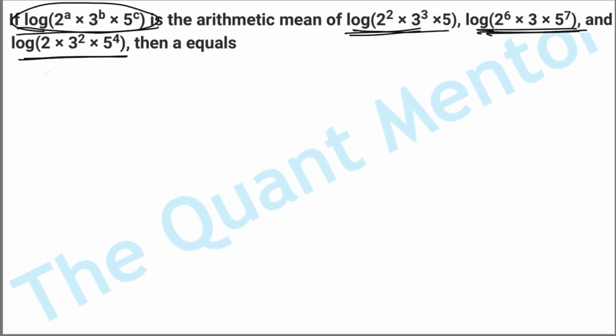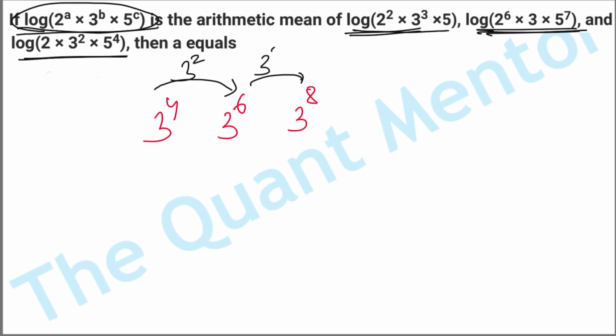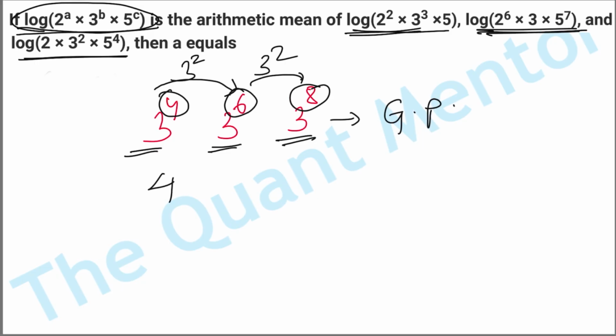Let's observe something very interesting. If I have three numbers, let's say 3 raised to 4, 3 raised to 6 and 3 raised to 8. Notice that these three numbers are forming a GP where the common ratio is 3 square. 3 raised to 4 into 3 square is 3 power 6. 3 power 6 into 3 square is 3 power 8. So these numbers are in GP or geometric progression. We notice that when numbers are in GP, their powers, here the powers 4, 6 and 8, are in AP, arithmetic progression, isn't it, guys?